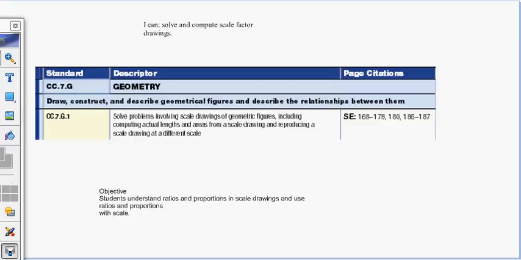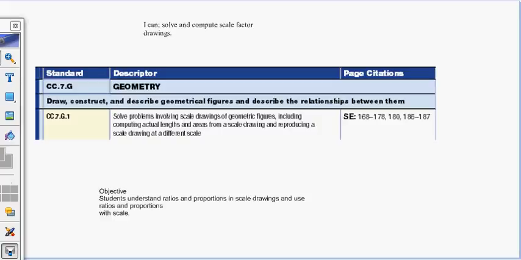All right, so we're going to be moving on to G1, which is solving problems involving scale factors, drawings of geometric figures, including computing actual lengths and areas of scale factors, drawing, and reproducing a scale factor at a different scale. In other words, we are going to be solving and computing scale factor drawings.